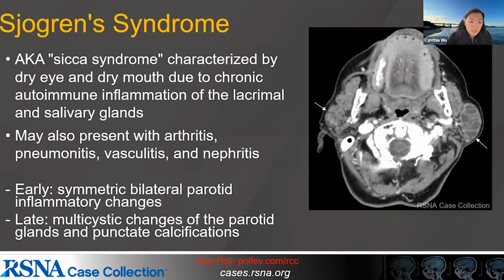In the parotid glands, early on, you will see symmetric bilateral parotid enlargement and enhancement that's compatible with early inflammatory changes. But in the later phase, this is what you see. It becomes this multicystic appearance with punctate calcifications. And this can actually overlap in imaging features with benign lymphoepithelial cystic changes in HIV. But this is where the history and other symptoms of the patient really come in to help you make the diagnosis. Thank you so much.